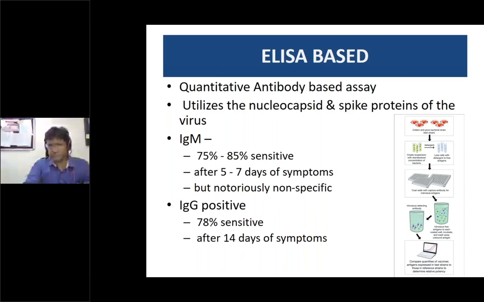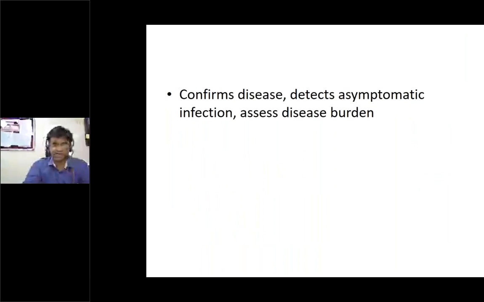But notoriously, IgM is found to give false negative results. The reason is that some people mount this IgM very late. Some people, even after 14 to 20 days, this testing has been found to be useful, but not before that. Some patients have taken more than 14 days to elicit IgM. Second is the IgG. The sensitivity is around 78%. This is ideally after 14 days of onset of symptoms. Overall, IgG is found to be better than IgM in most patients. So the ELISA-based test is useful in confirming the disease, detecting asymptomatic infection, and also for assessing the overall disease burden.